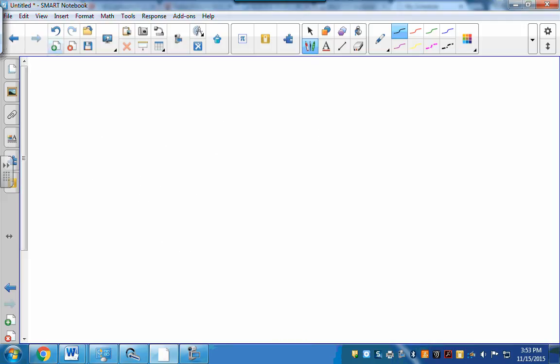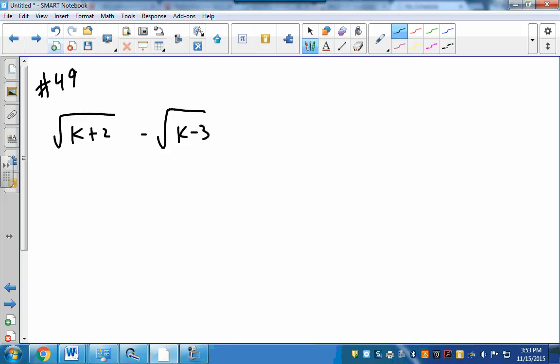Okay. Next one. Now this one looks confusing because we have, this is problem number 49. There are two square roots. Number 49. So square root of k plus 2, but to that, we're subtracting the square root of k minus 3, and that's supposed to be 1. Okay? We have to isolate the radical.